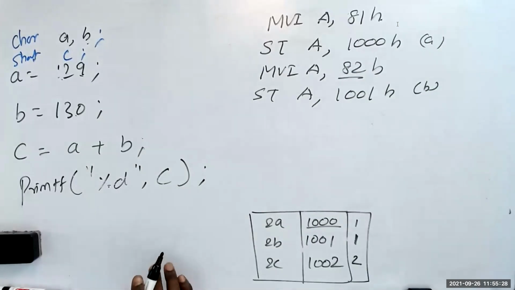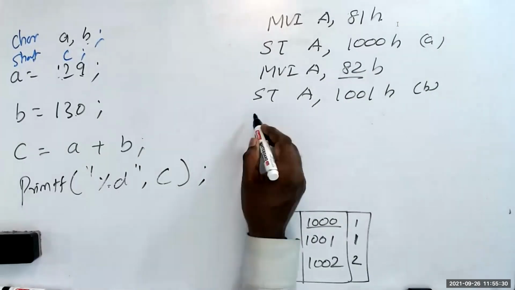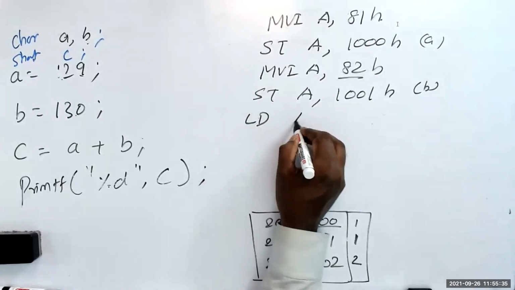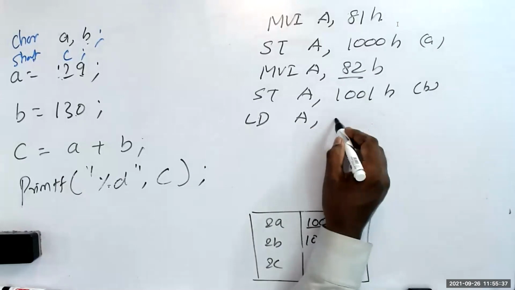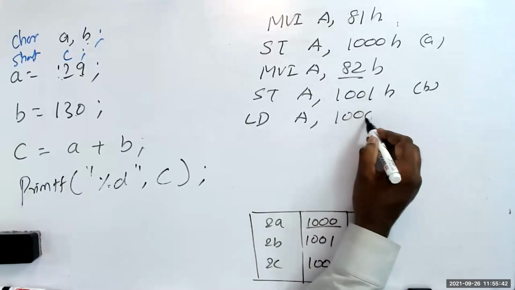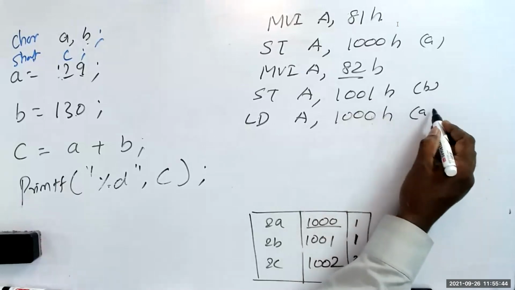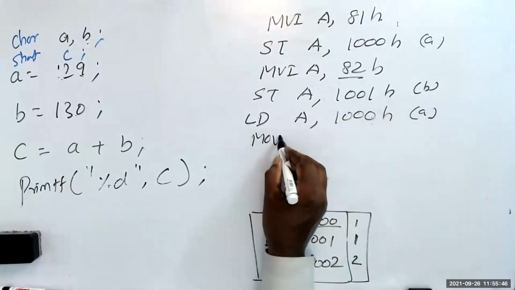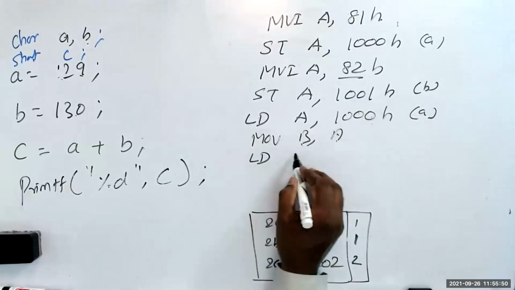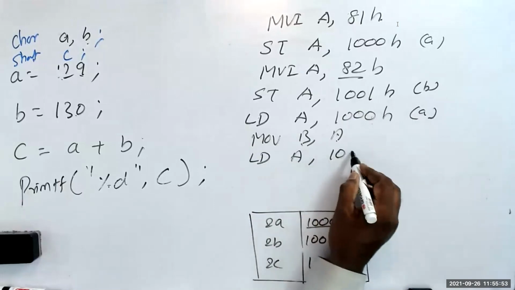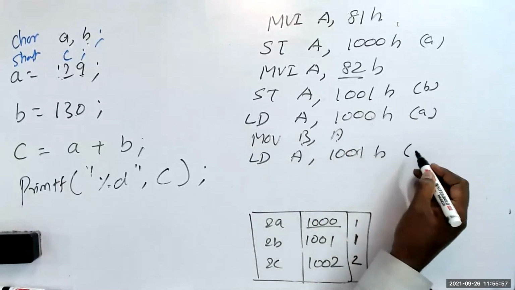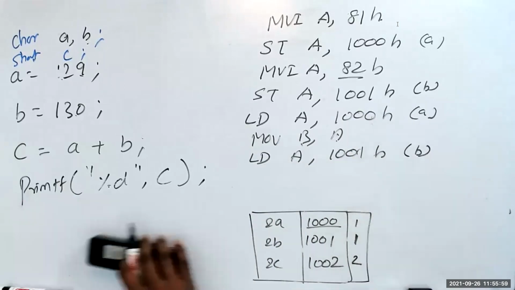Okay. Now what do you do that? Load A, 1000, because I'm loading A. Then move B, comma A, I'm storing A to B. Then I say load accumulator, comma 1001H. Understand these few lines and you will understand clearly. Nothing more than that.